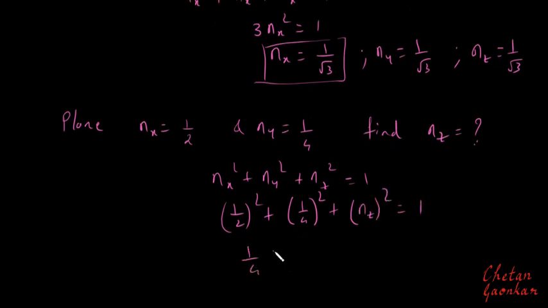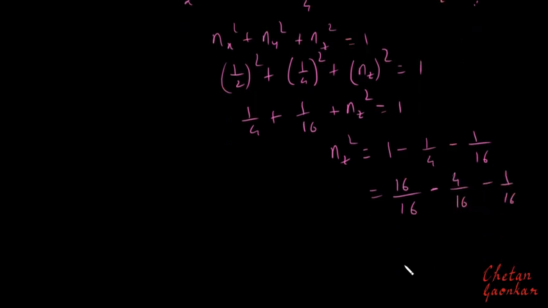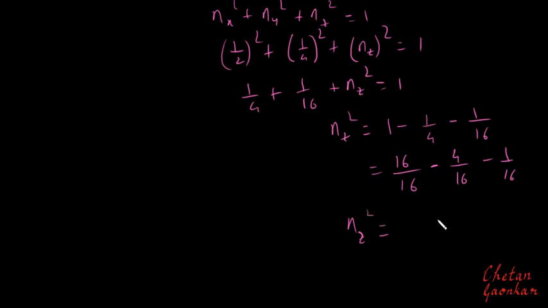So I'll get 1 by 4 plus 1 by 16 plus nz square equal to 1. Further, nz square will be equal to 1 by 4 minus 1 by 16. If I divide and multiply by 16, this will be 4 by 16 minus 1 by 16. So nz square will be equal to 16 minus 4 is 12, minus 1 is 11. So this will be 11 by 16. So nz will be root of 11 by 16.